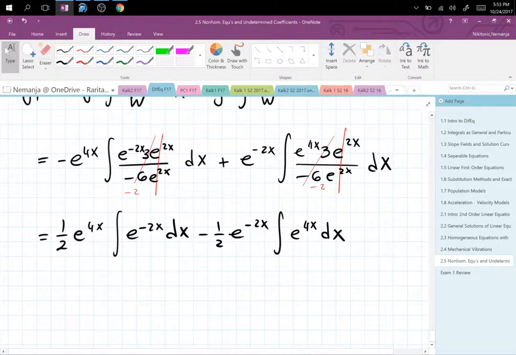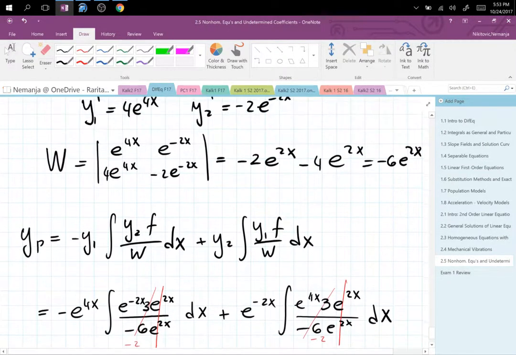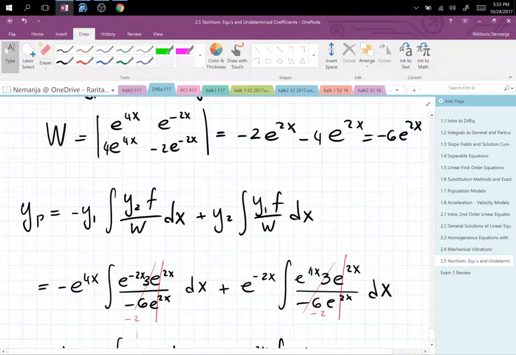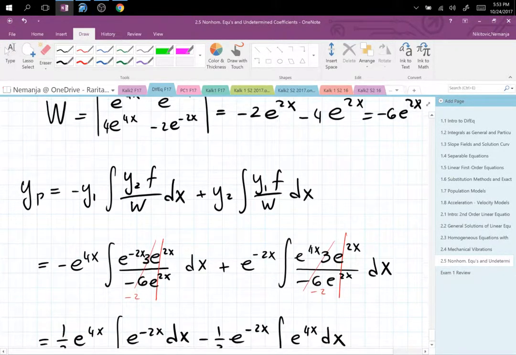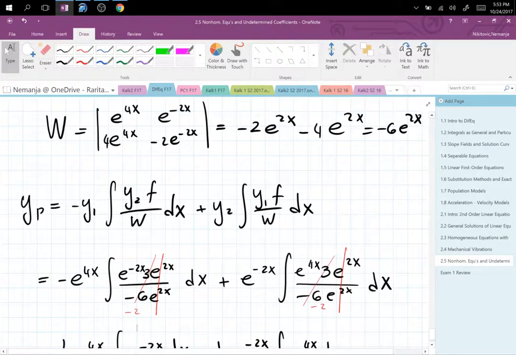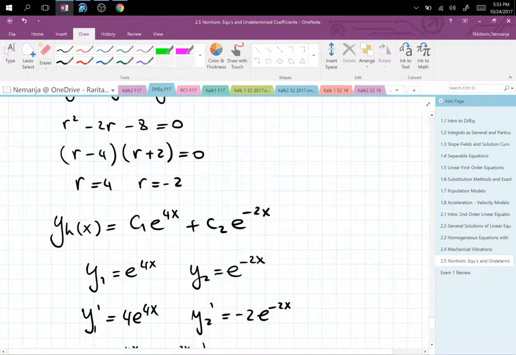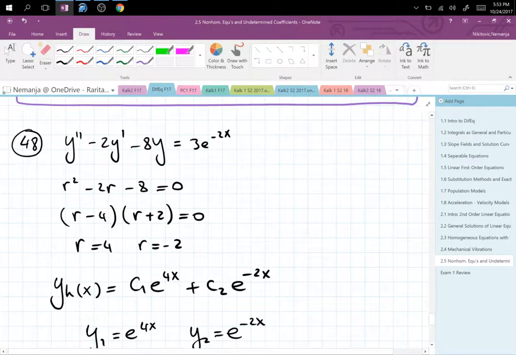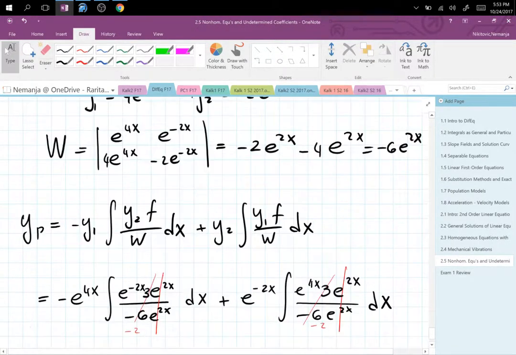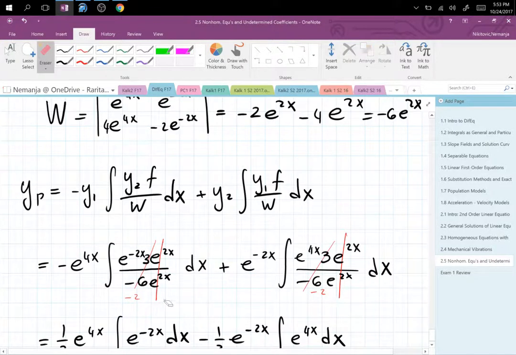What happened? Where? Going so fast. It should be 3e to the negative 2x, not 3e to the... Where? Original equation. Original equation. Yeah, the original equation we gave it is negative. You know, I missed it. So this is negative, and this is negative.